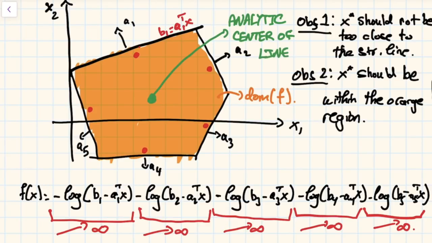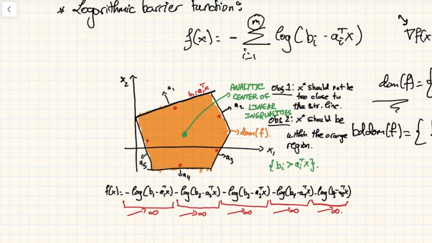of the linear inequalities that are bi strictly greater than ai transpose x. Okay, so that's why you might see in some references, including Vandenberghe and Boyd's book on convex optimization, that the solution of the log barrier minimization problem is referred to as the analytic center of linear inequalities. You can also generalize this.